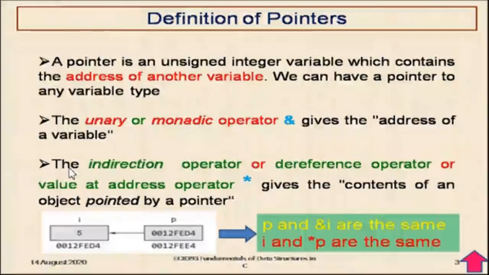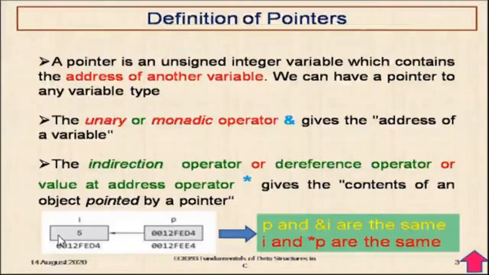And another operator, that is star, which is called the indirection operator or dereference operator or evaluate address operator. This operator provides the contents of an object pointed to by a pointer. That means the star is called the data at address operator. The star will get us the data which is available at the given address. That is the meaning of this statement: contents of an object pointed to by a pointer. Look at this example.